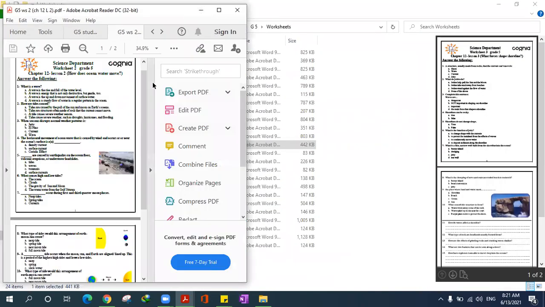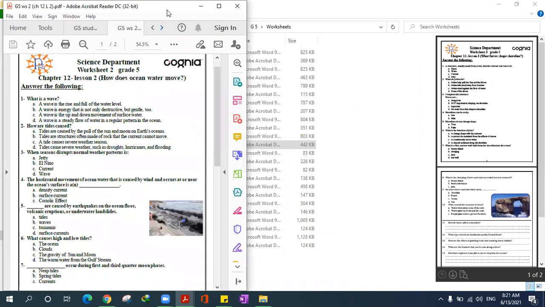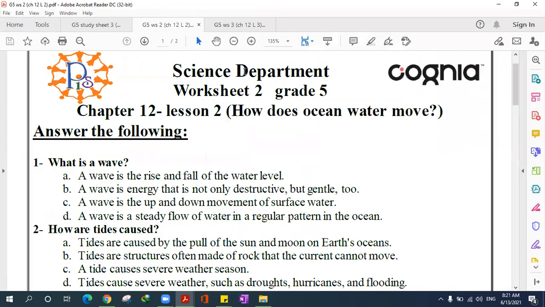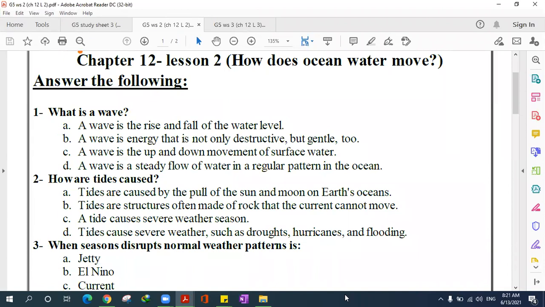Okay. So I will take the names randomly from the list. Guys, please try to focus and try to participate. Okay, as a start, we have Amgad. Amgad, can you see the first question? What is a wave, right?